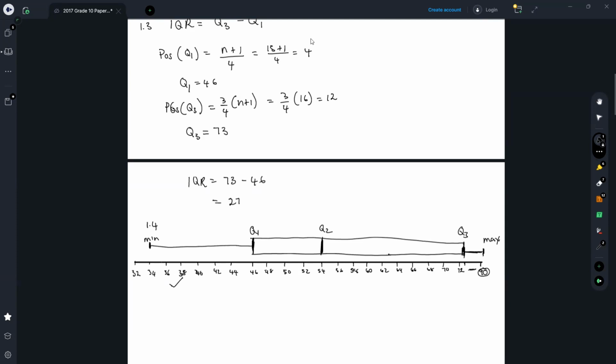But as I've said, if you can manage to set up your scale correctly, then you are going to have a correct box and whisker there. But this would be the main idea on how to sketch a box and whisker.